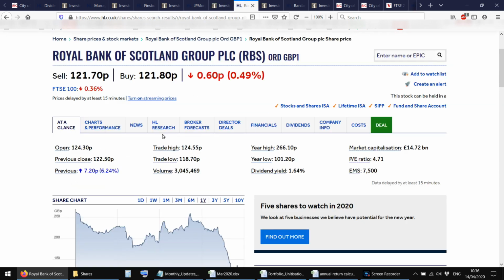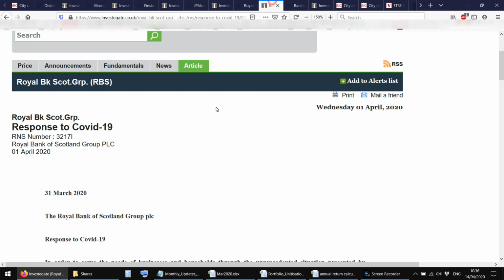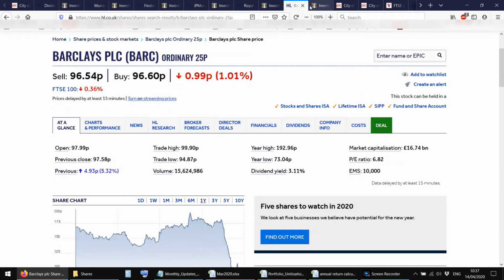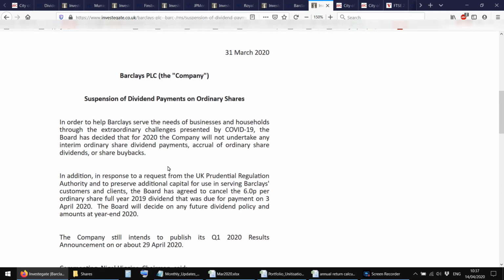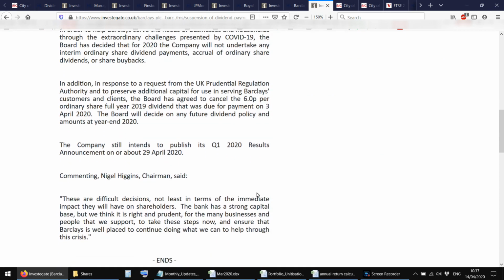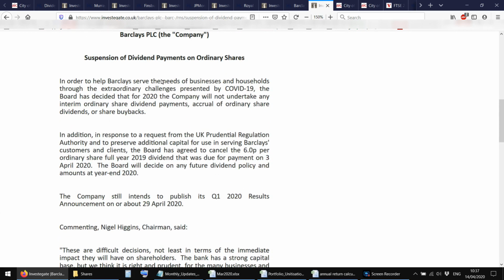And then obviously we had the big ones. Royal Bank of Scotland, here's the announcement of their dividend being scrapped or suspended. I don't know what phrase it was. So obviously both the banks, Royal Bank of Scotland and Barclays, have both had their dividend suspended.